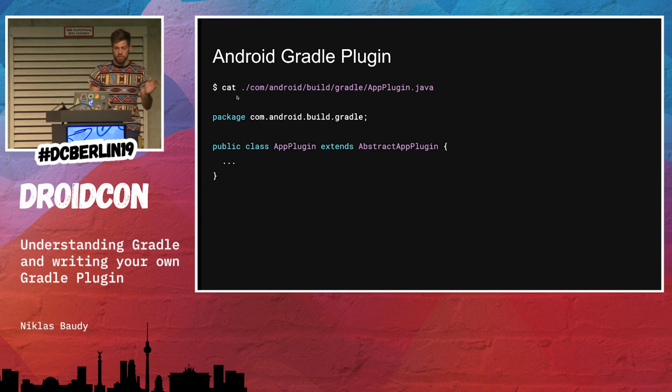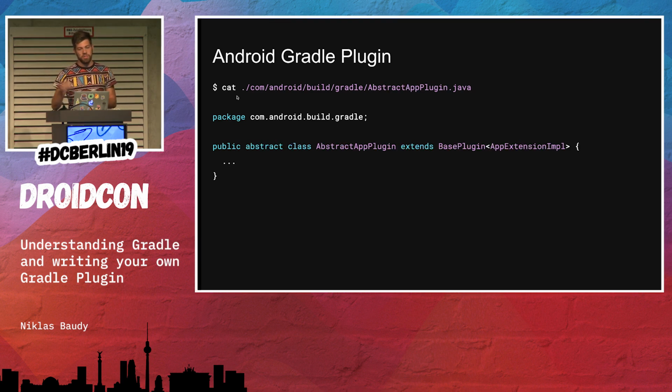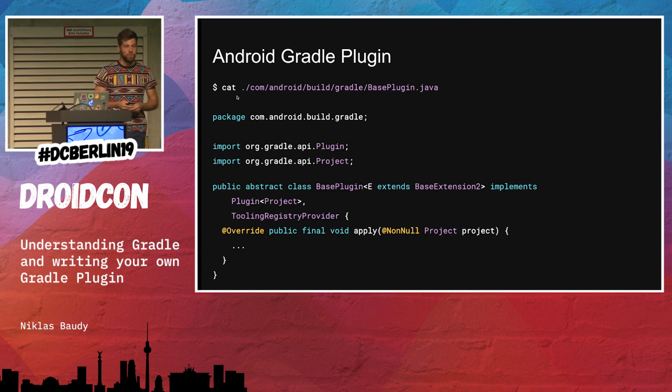The plugin is extending from an abstract app plugin. Since we have the source code, we can also look at the abstract app plugin. That one is extending from the base plugin. And then finally, in the base plugin, we can see where the Gradle API is being used. So if you want to write a custom plugin, you need to implement the plugin interface. And then there's a generic, which is the project, and then you have to override one method.